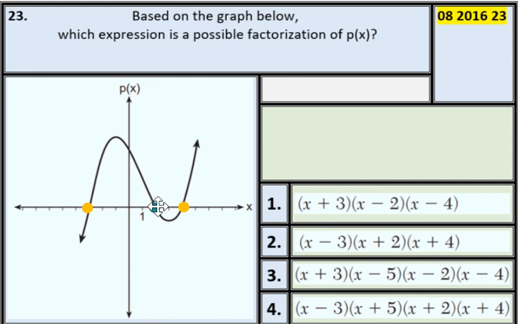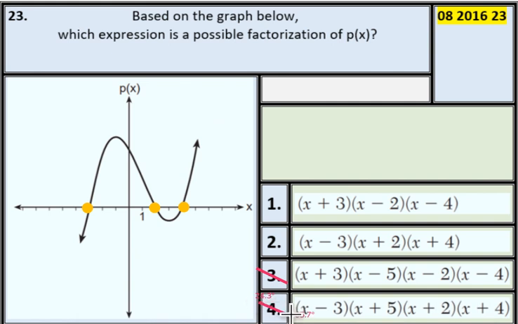And why that matters is because we just eliminated 2 wrong answers. Choice number 3 and choice number 4 do not work because they've got 4 zeros. There's no way that this function can have 4 real zeros. Therefore, we eliminated choices 3 and 4.